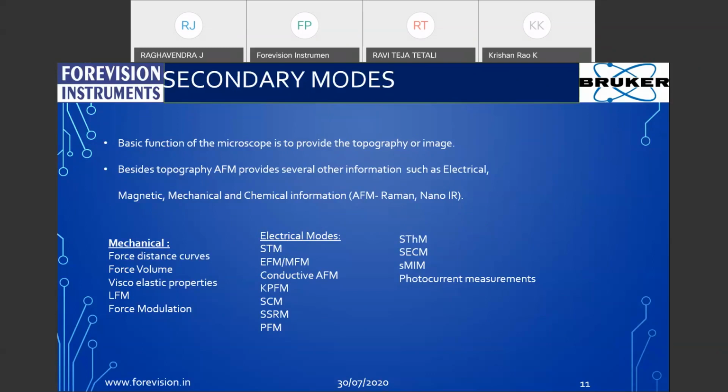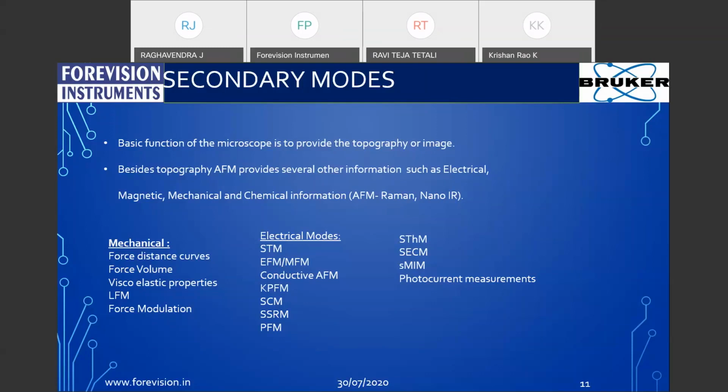And the chemical properties are based on the integration of Raman or IR with the AFM to get the chemical impact. In the case of mechanical properties, the AFM can perform force distance curves, force volume measurements, elastic property measurement, lateral force microscopy, and force modulation measurements.